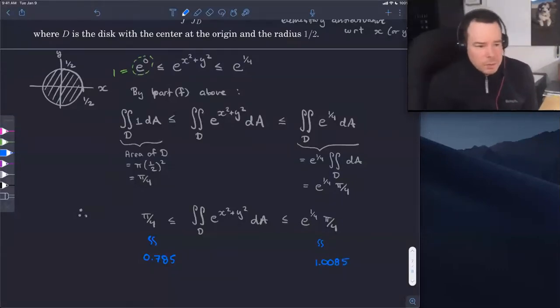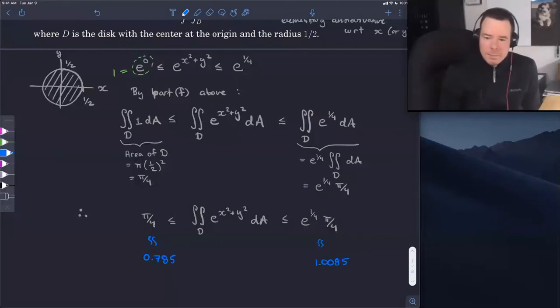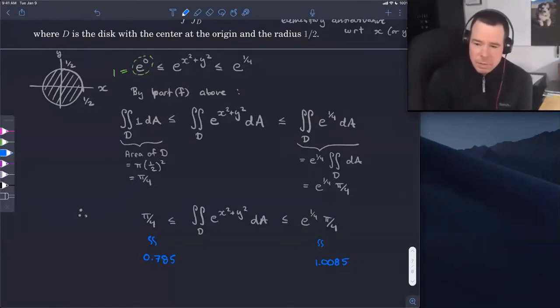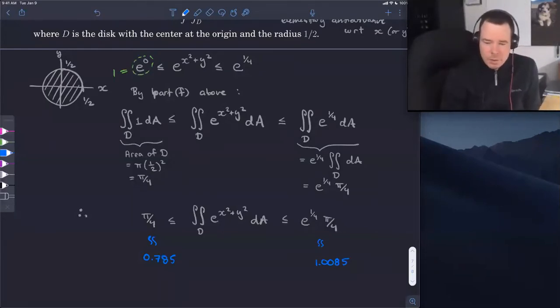So that's how we can use things like property f to get estimates for our integrals. We just bound our function. If our function is too complicated to find an antiderivative of and therefore get the exact value, we can do some estimates. How big is our function? How small is our function? And trap the volume of that object between the volume of two simpler objects that we can compute.